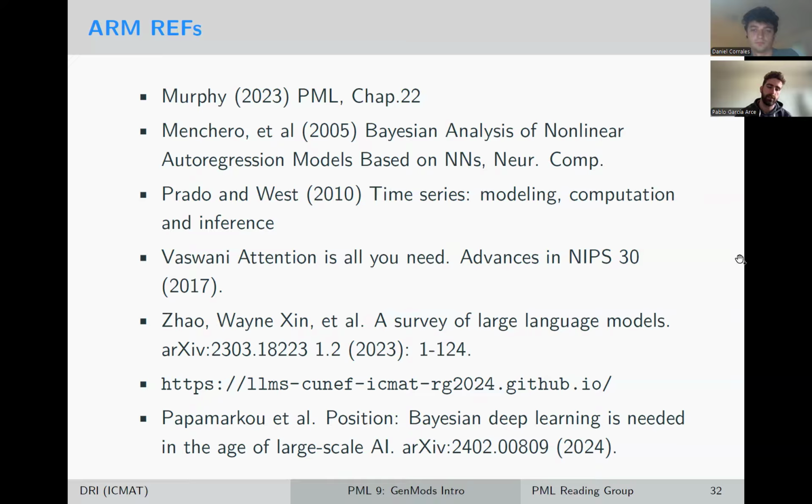But I guess that depends on the way you define it, right? I'm thinking of these prior data fitted networks, for example, which define a way of doing in-context learning that leads to Bayesian inference, right? Amortized one. Maybe. Yeah.